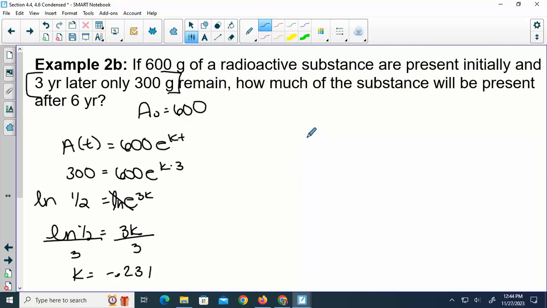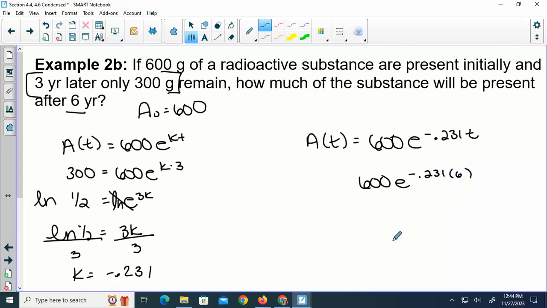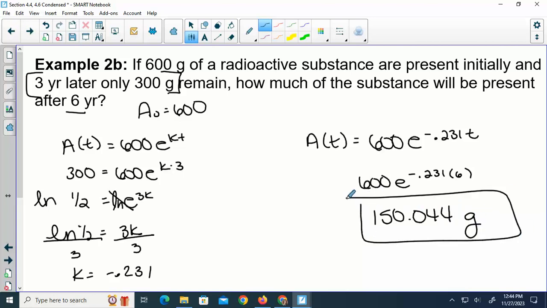So now we know the full equation. So then the question is, how much will be present after 6 years? So you plug in your 6. And that gave us the 150.044. All right. Questions there?